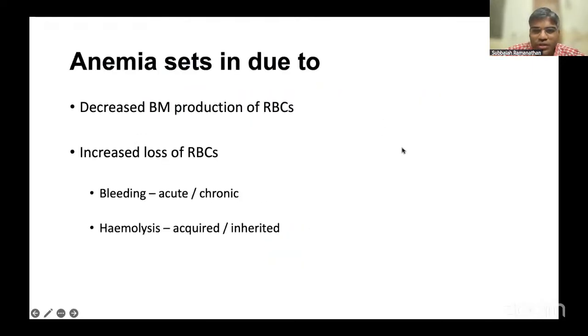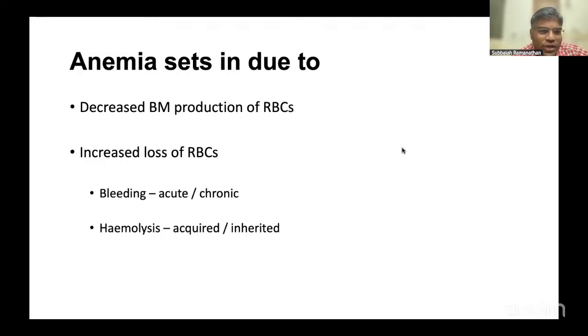The first important thing is we have to understand that anemia can happen due to these reasons. Either there is less production in the bone marrow, where red cells are fewer, or there is increased loss. The loss can be in the form of bleeding, which can be acute or chronic for a long time, or due to hemolysis, that is, blood cells are lost due to destruction, either intravascularly or extravascularly, and again it can be acquired or inherited. So only by these three mechanisms can anemia happen: either less production or increased loss.